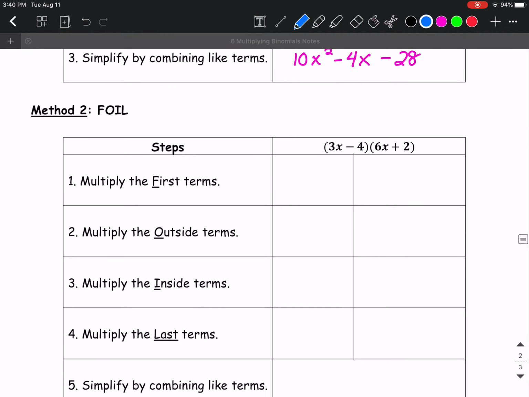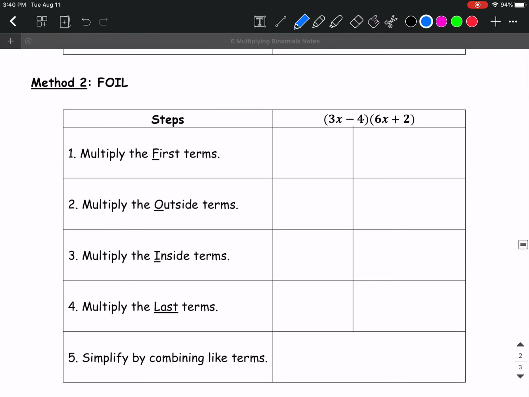Now they all do the same thing. All the forms do the same thing. They just help you organize your thoughts in different ways. The second method is called the FOIL method. The letters in FOIL stand for first, outside, inside, last. They help you to remember to do the distribution by remembering there's 4 different multiplications.